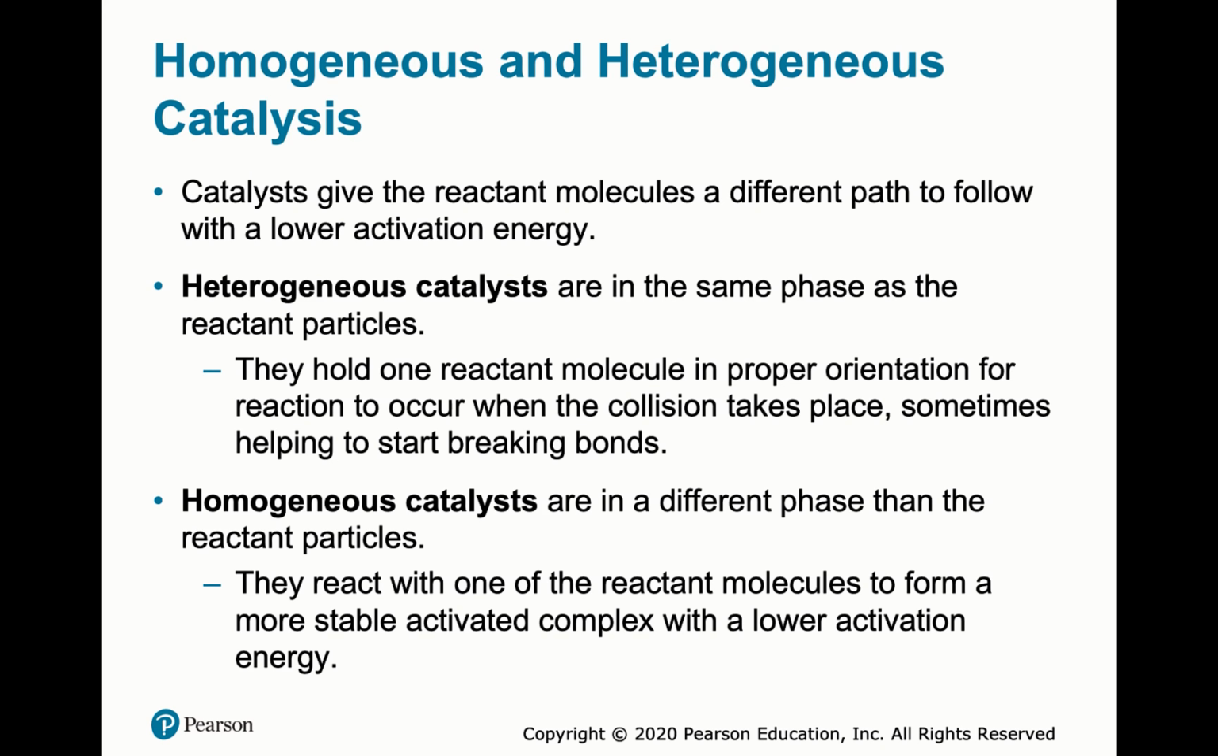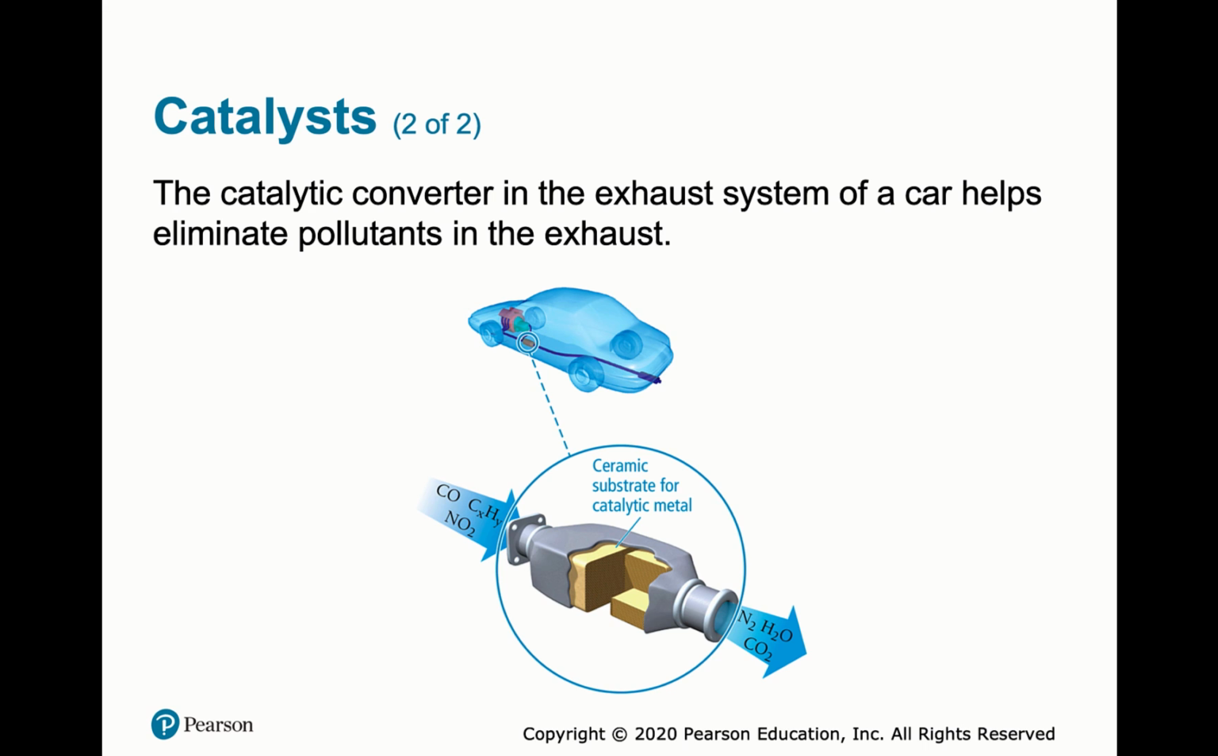So heterogeneous catalysts are different. The heterogeneous catalysts are in a different phase from the reactants, and the homogeneous catalysts are in the same phase. Of the two, the heterogeneous catalysts are the more powerful ones. An example of that is a catalytic converter. You have platinum or palladium nanoparticles on a zeolite substrate, and then the reactants go in, the carbon monoxide, unburned hydrocarbons, and nitrogen oxides, and these react to form nitrogen, water, and carbon dioxide out of the car.